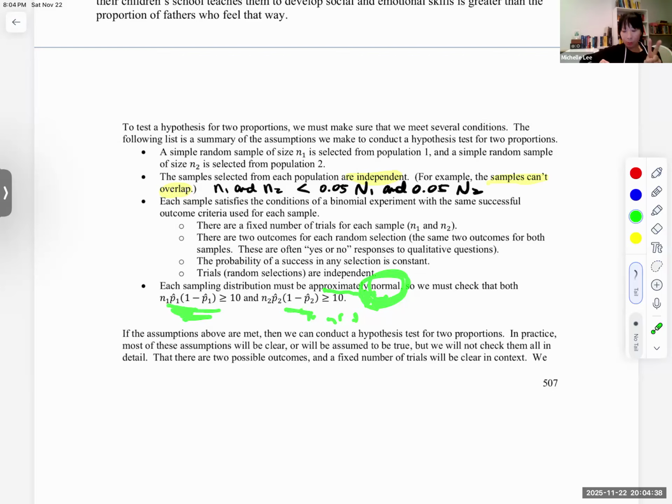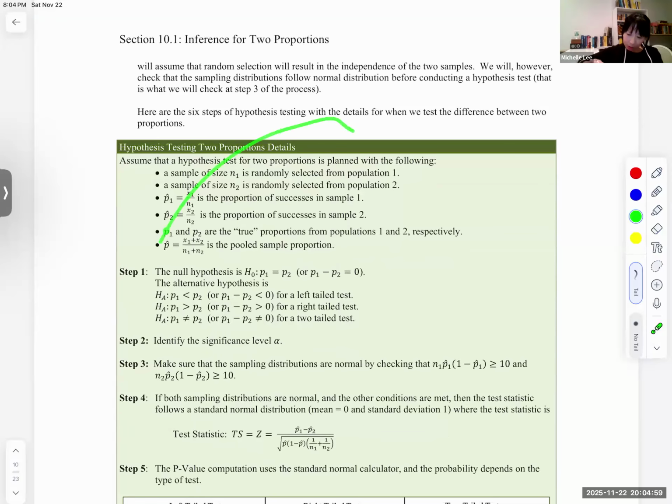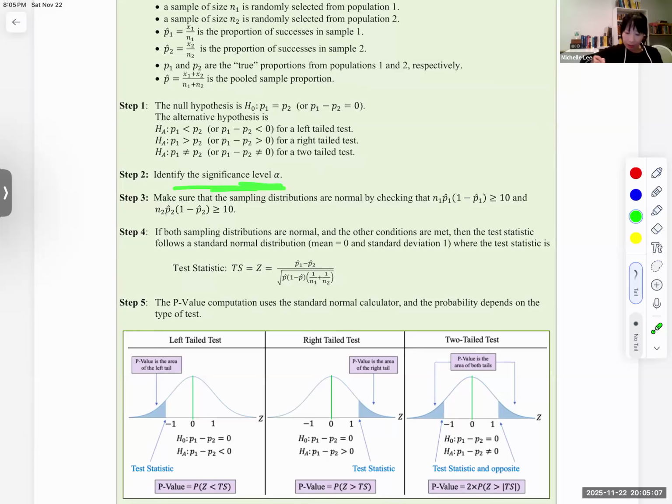In this case we have two sample proportions, so we have n sub 1 times p hat sub 1 times 1 minus p hat sub 1 must be greater than or equal to 10, and the second one too, right? All right, so we have the whole summary. How about this one? Alpha, same alpha, right? And then the test statistic, the z test statistic, z.